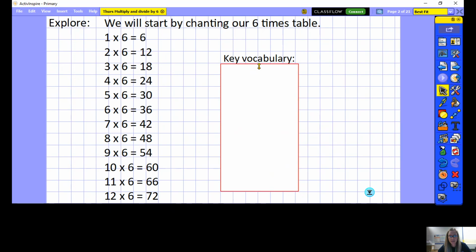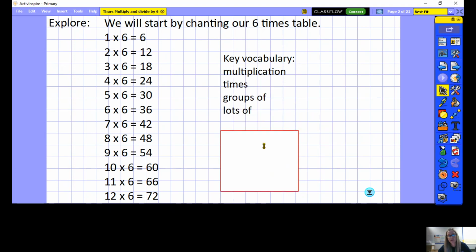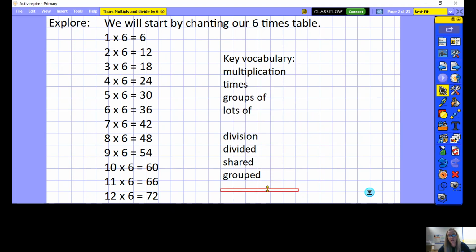Brilliant, well done. So some of the key vocabulary that we might use in today's lesson are some of these words. So you might hear me use the word multiplication, but you might also hear me use the words times. So how many times 6? You might use the word groups of or lots of, and then for division we'll use divided, divide, shared or grouped. So look out for the different types of key vocabulary today.